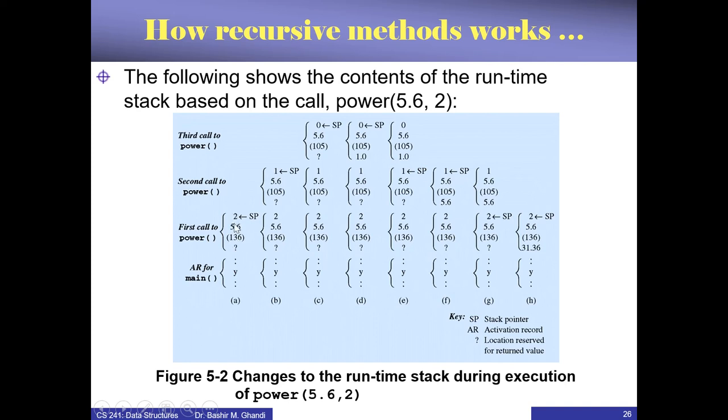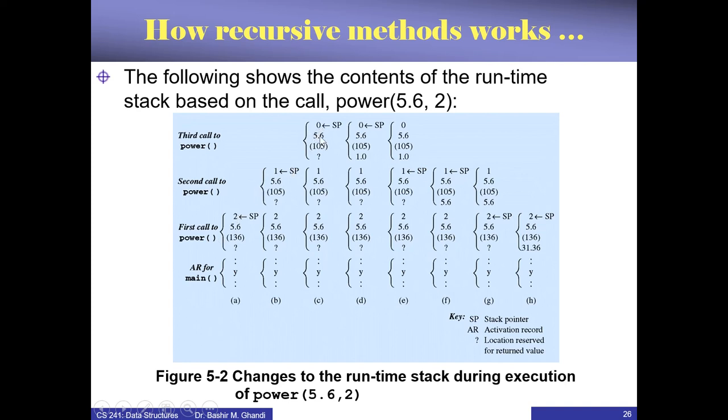Now that first call is going to make another call with n as 1. So there will be an activation record for that one as well. But this time the value of n is not 2, it's 1, as you can see. Also the return address is not 136, but 105. So this is the idea. Now that second call will again trigger another third call, this time with n as 0. Same return address, but the values of the variables are different.